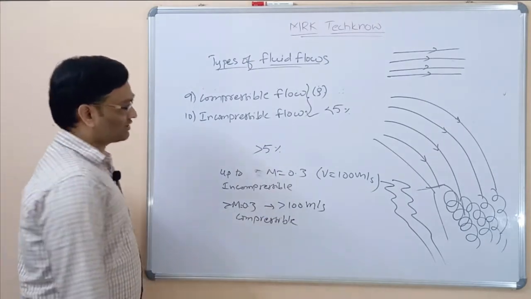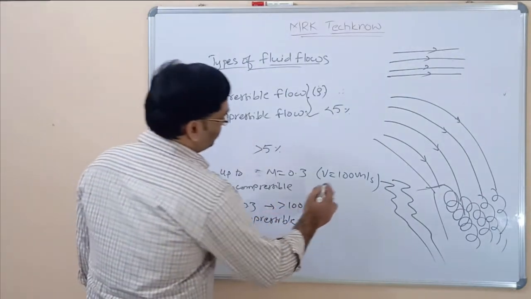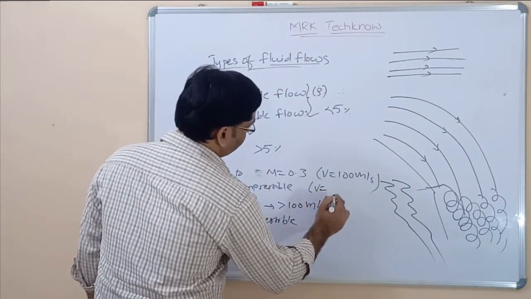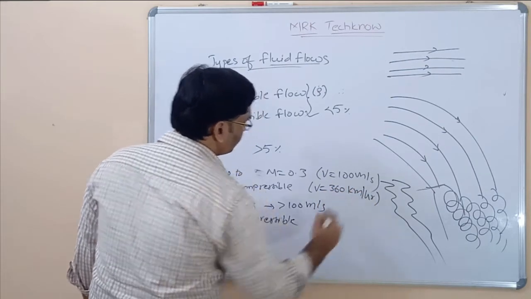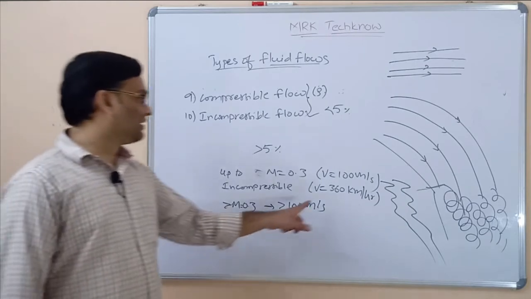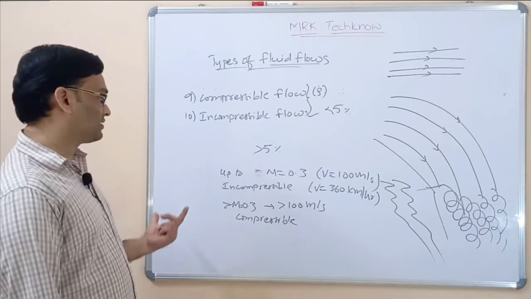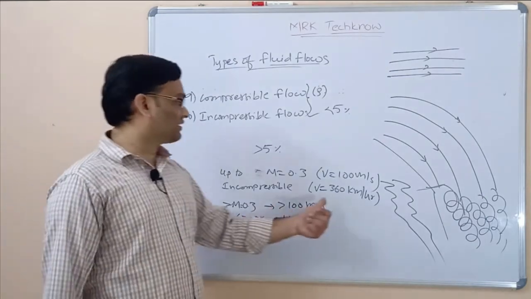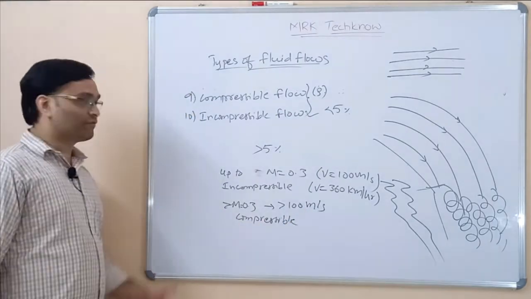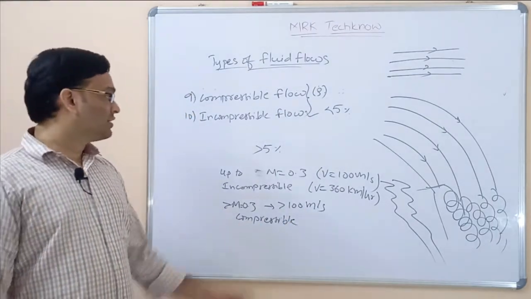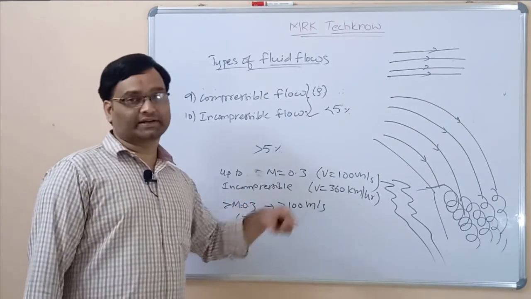Generally, vehicle speeds are expressed in kilometers per hour. So here you multiply this velocity by 3.6 and you get around 360 kilometers per hour. If any vehicle is traveling at less than 360 kilometers per hour, you can straightaway use the incompressible flow equations. And if any vehicle is traveling at greater than 360 km per hour, you have to consider compressible flow equations. So all the automobiles come under the incompressible flow category.